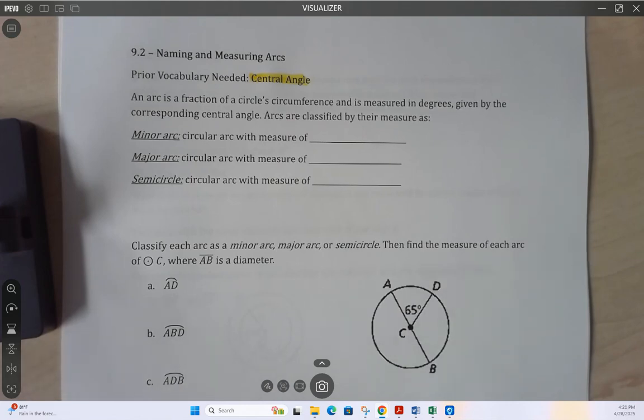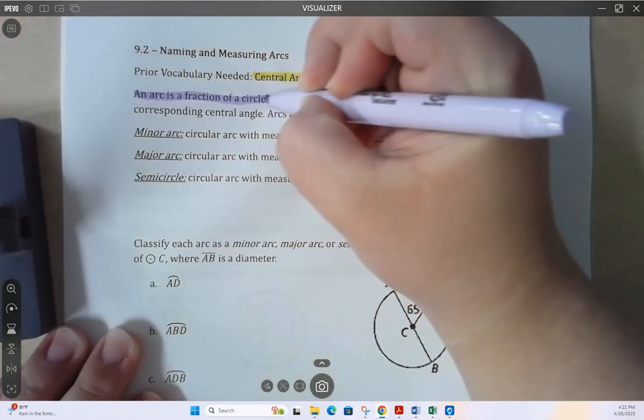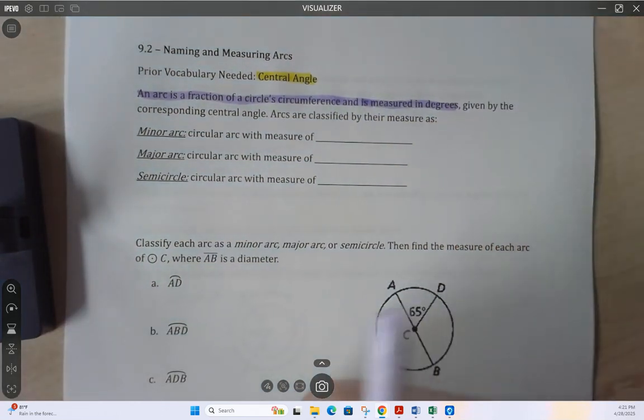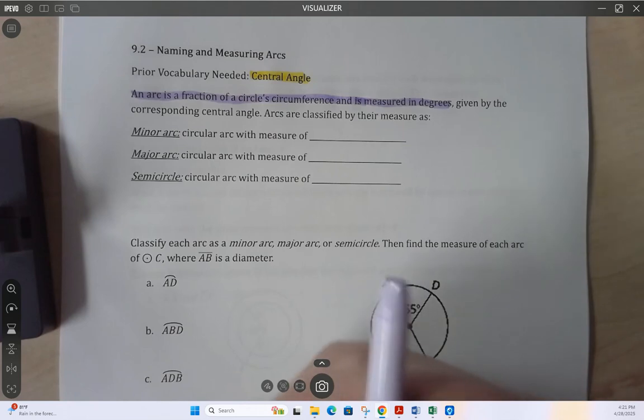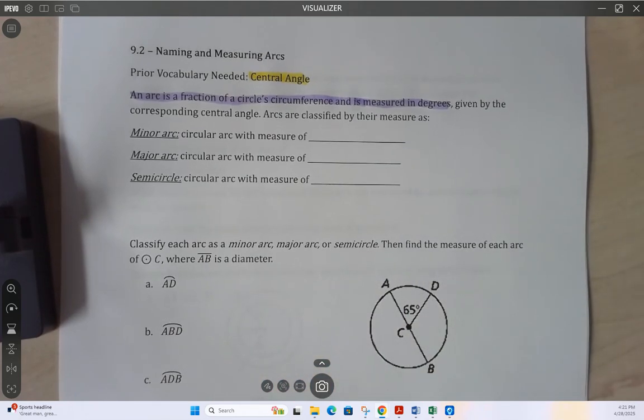An arc is simply a fraction of a circle's circumference. So we're going to think about the circumference, and that's something you've done before. And then we're going to take a fraction of it, measured in degrees. Now the measure is given by that corresponding central angle.